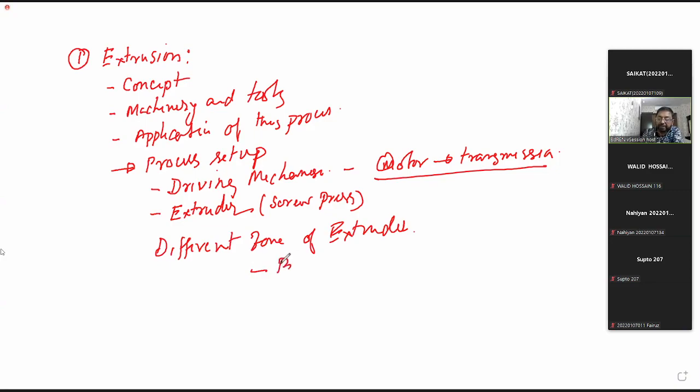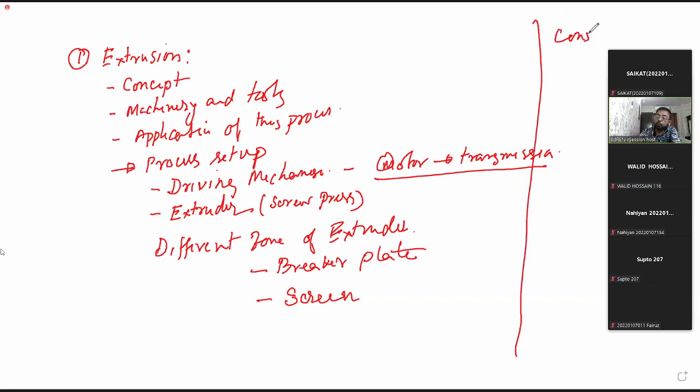Additional setup is the breaker plate and screen. We said that the screen is used for removing solid materials, while the breaker plate is used to make the flow uniform. That is, from the circular flow it will convert the flow into linear flow. So that is the function of the breaker plate and screen. After that, we studied the construction of the screw.